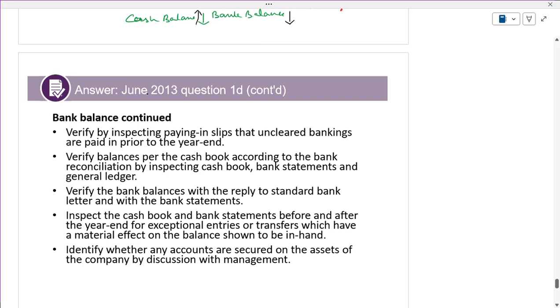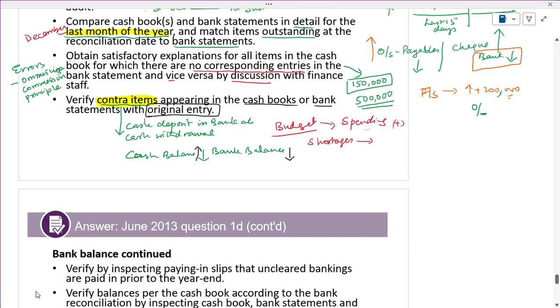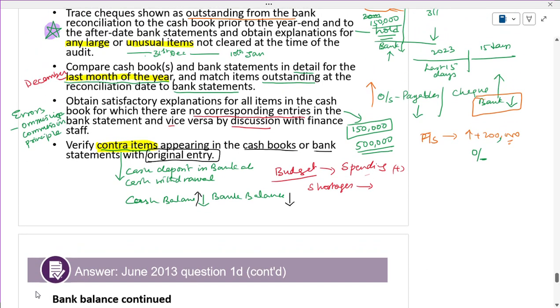Fine. Now, why do we need to track the original entry in this last point? Original entry means it is evidence, no? It is evidence of whether the general entry has been passed, whether the transaction has taken place, and we have to verify with the original entry as such. In the cash book, you will have a cash column and bank column. Is it the cash book with the bank statement?